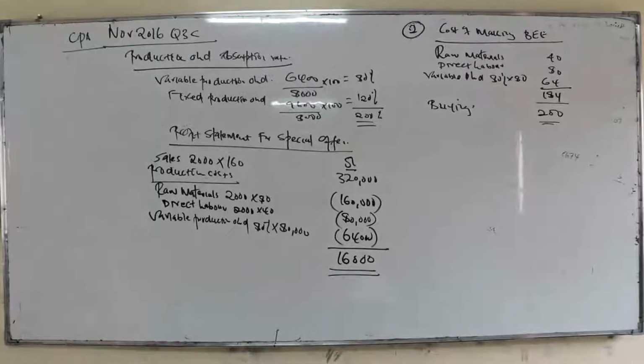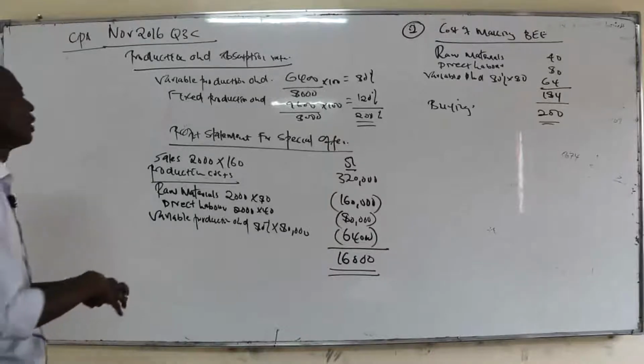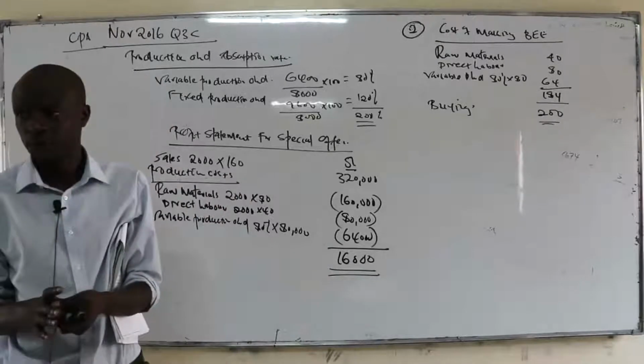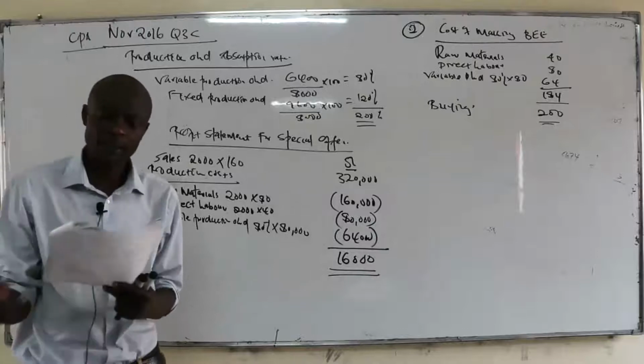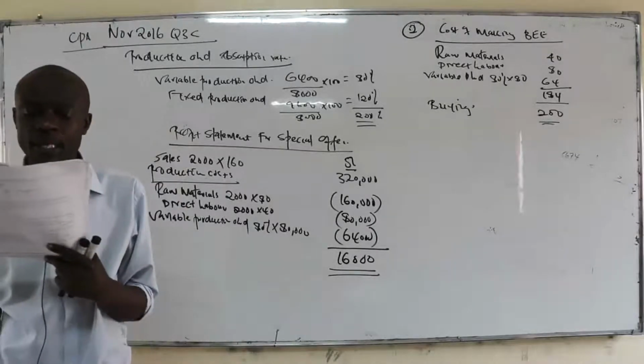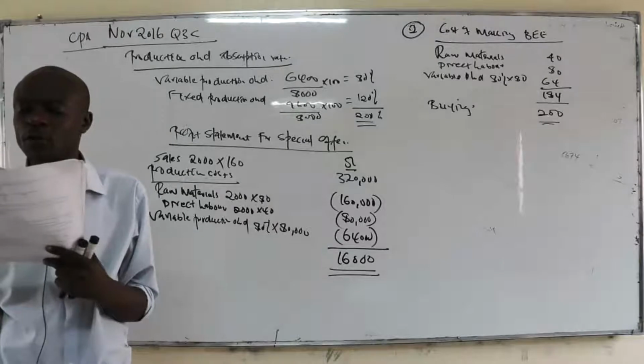Production overhead, we say that one is subdivided into two. We have a variable component and a fixed component. So we are only interested in the variable component. The fixed component should be eliminated. That is the reason why we had to break down what the 200% is composed of. We had been told earlier by the question that the company absorbed production overhead using a rate of 200%.